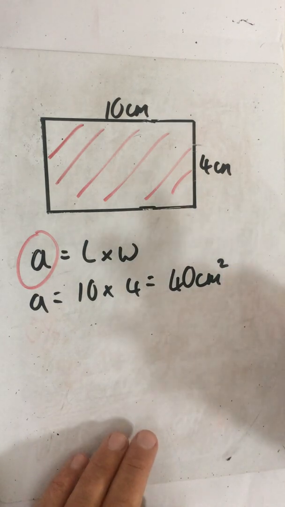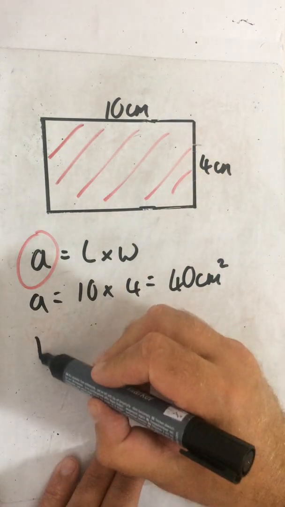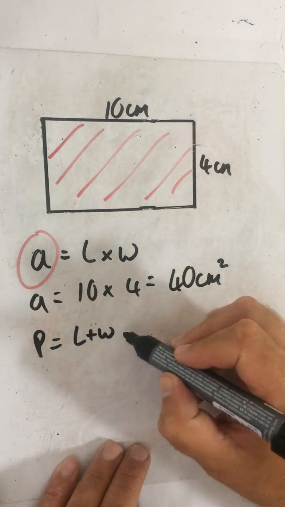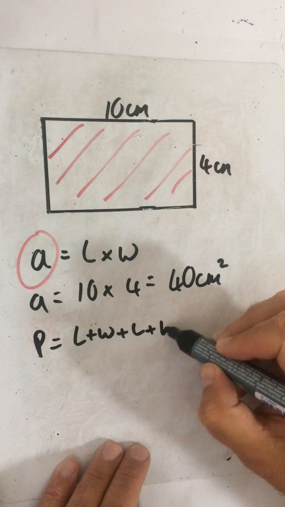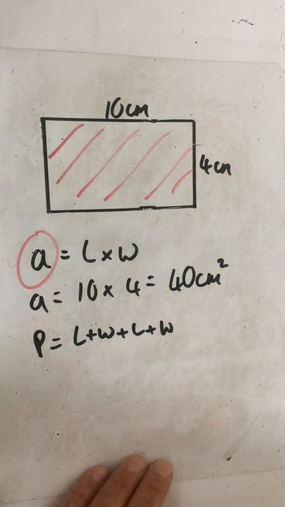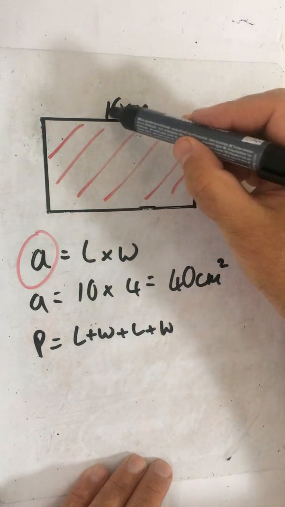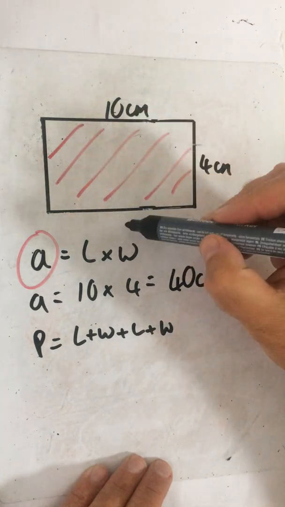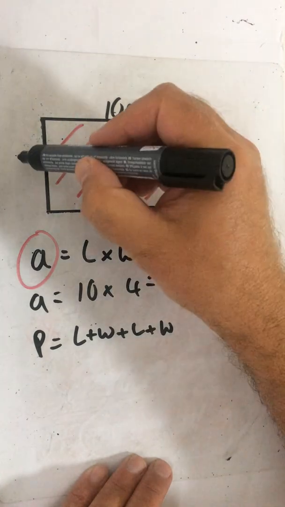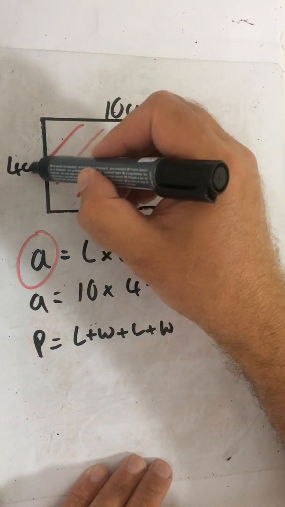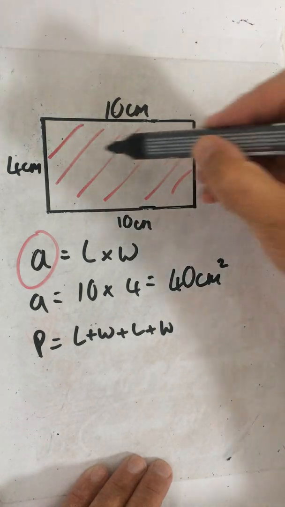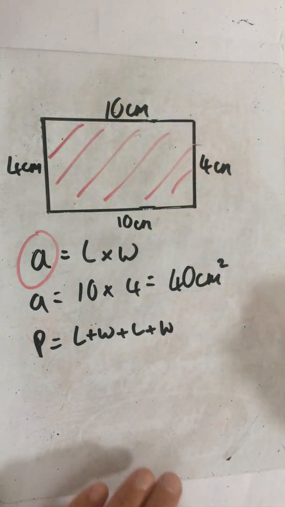Then, if we want to find the perimeter of that very same shape, the perimeter is length plus width plus length plus width. So for perimeter, we add up all the sides. If this is 10, because this is a rectangle, directly opposite will also be 10. If this is 4, directly opposite will be 4. Because these are right angles, and it's useful to remember that, directly opposite they're going to be the same length.